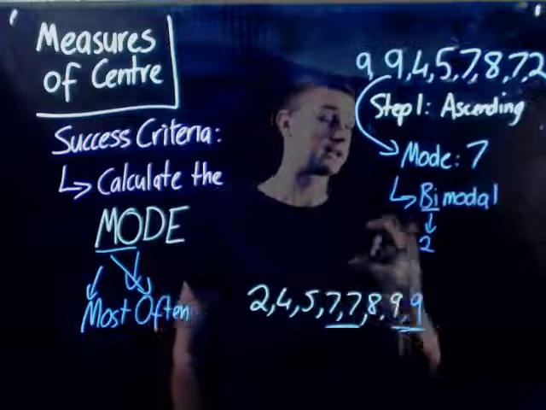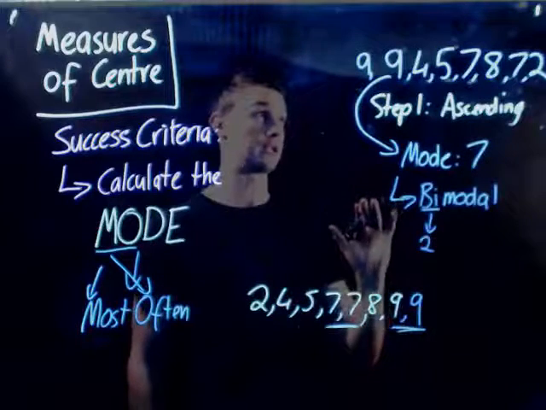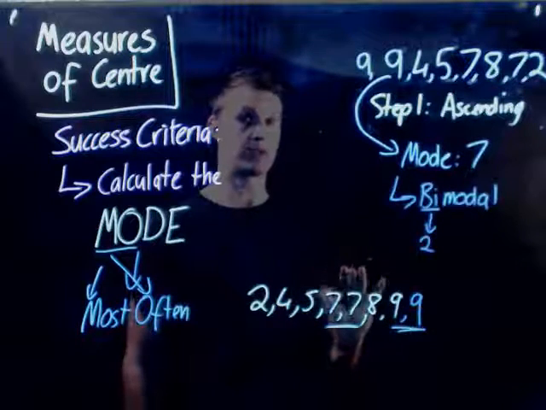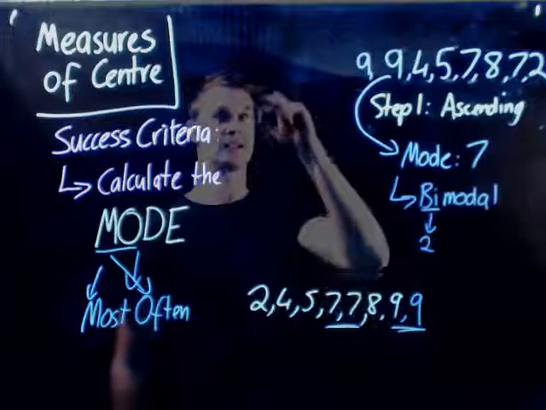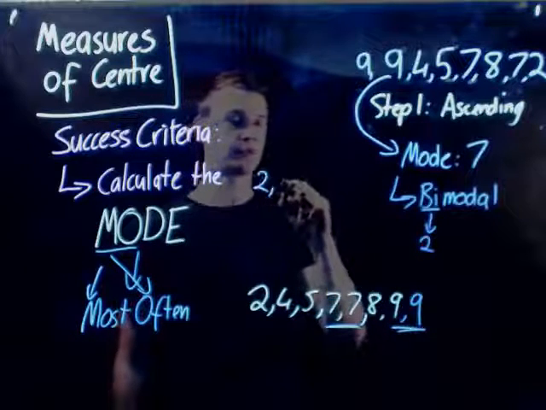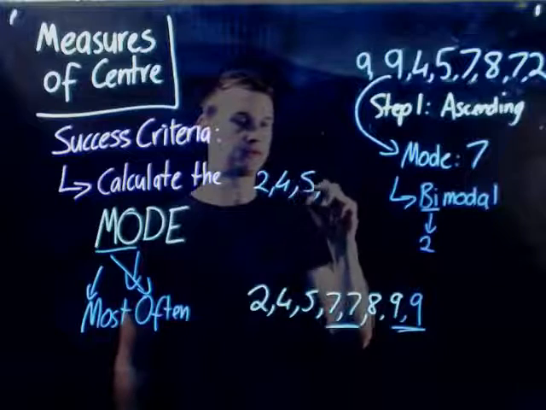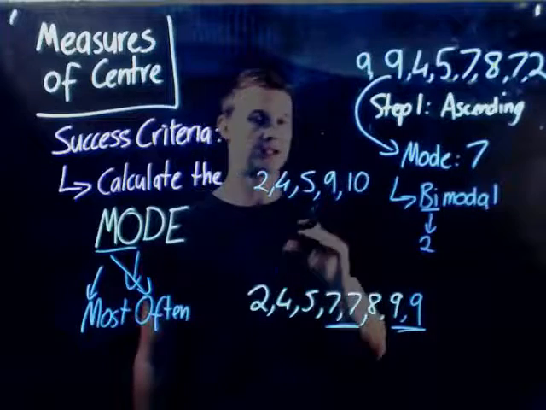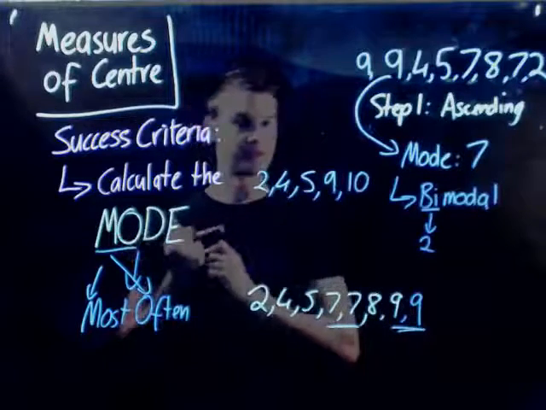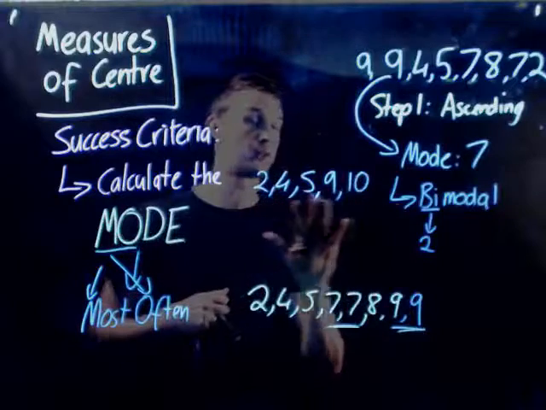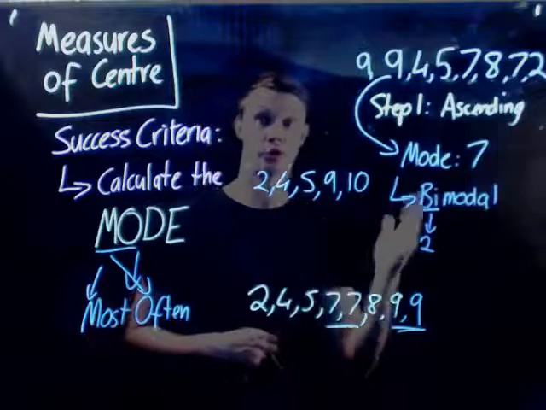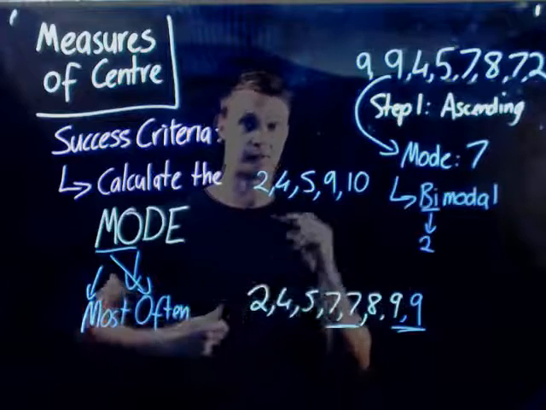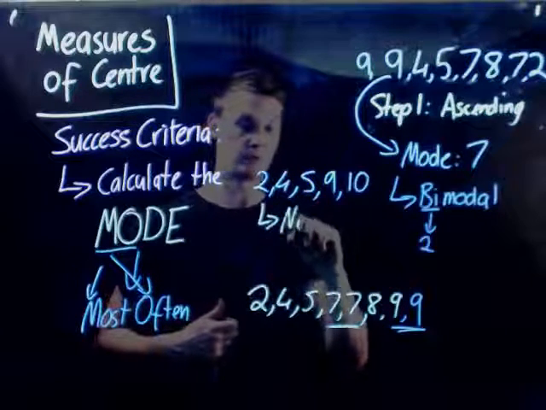Now, in saying that, the instances we also may get are where there's no doubles. So let's just say that we had 2, 4, 5, 9, 10. Okay, in this instance, there are no modes. There's no number that appears twice or more times. So in this case, the answer would be no mode.